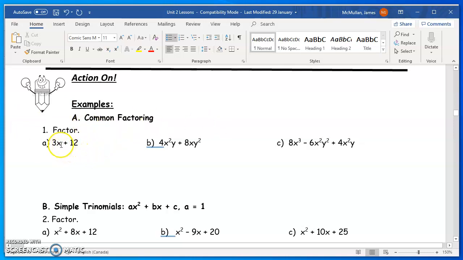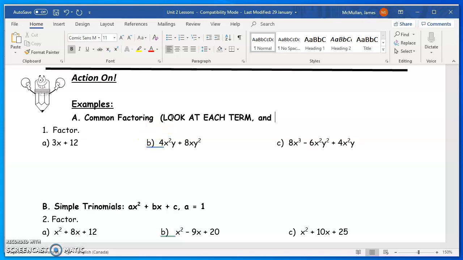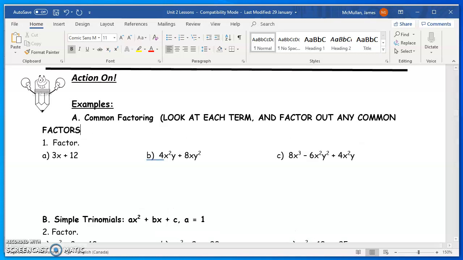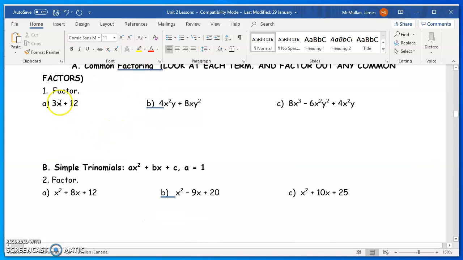To do common factoring, you look at each term and factor out any common factors, i.e. things that can multiply into both terms. So here, we're looking at 3x and we're looking at 12. Now, 3x has an x to donate, but 12 does not. So x is not a common factor here. The common factor here is 3, right? And if you divide both terms by 3, what you would be left with is x plus 4.